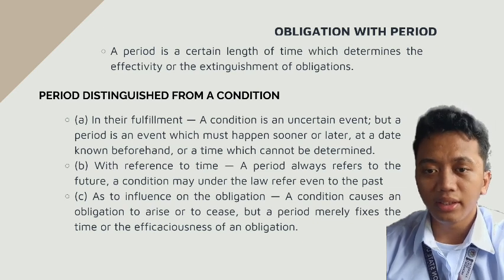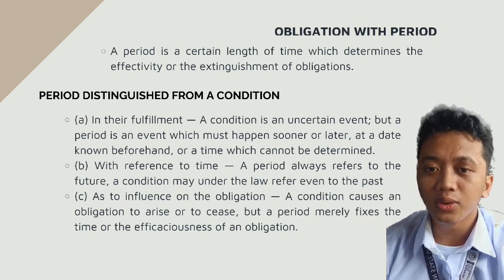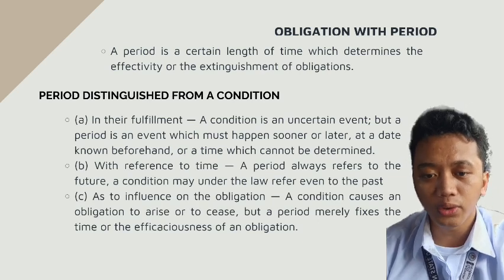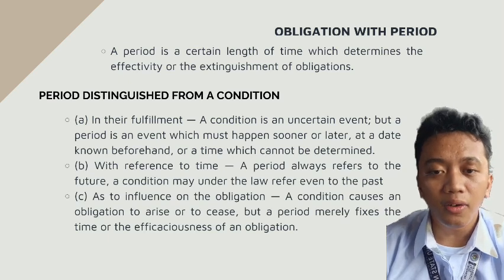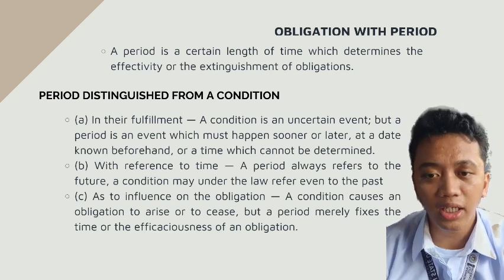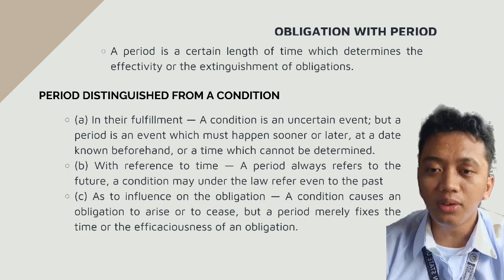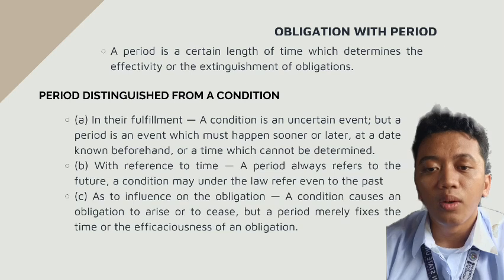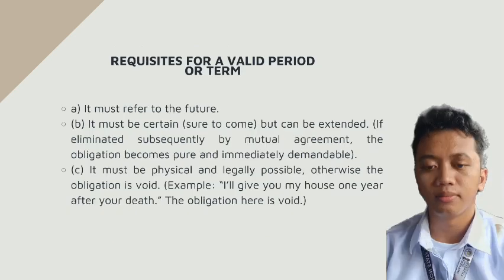So third is as to influence on the obligations. A condition causes an obligation to arise or to cease. So this means that condition is the root of obligations. So it can cause the obligations to arise or to cease. While a period merely fixes the time of the demandability or extinguishment of an obligation.